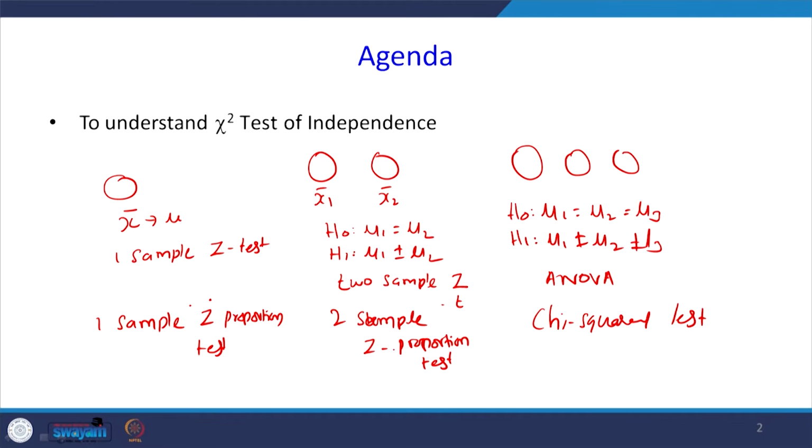Similarly, if there are 2 sample proportions, if you want to compare them, instead of using 2 sample proportion test, you can do the chi-square test also, you will get the same answer, because ANOVA and chi-square test are in a generalized format. If you want to compare only 2, that time also you can use ANOVA. Okay.